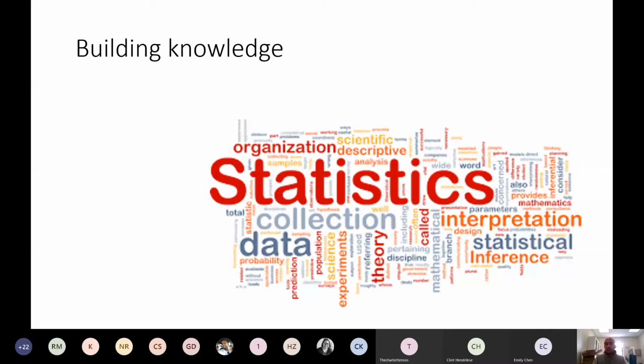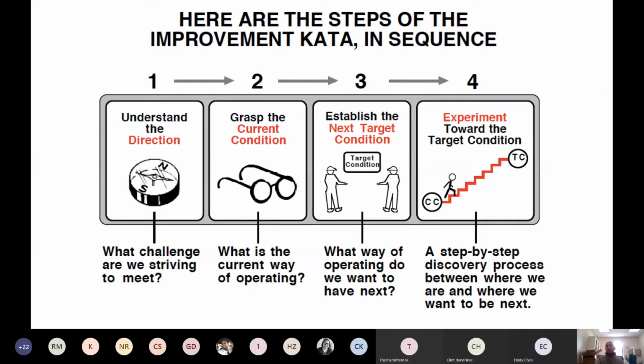So building knowledge. Part of this is also what are others doing? What does the evidence say? That's the part where we're building knowledge. So those are the four things that Deming says are important on top of your content knowledge. And the two need to go together. We spoke about that.